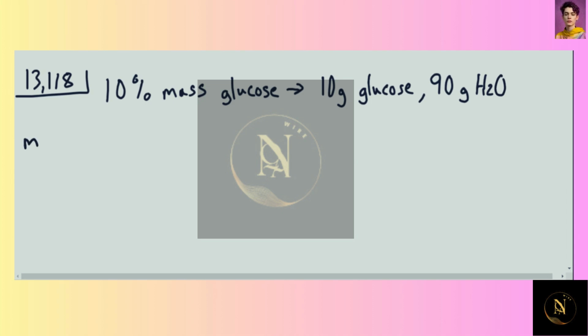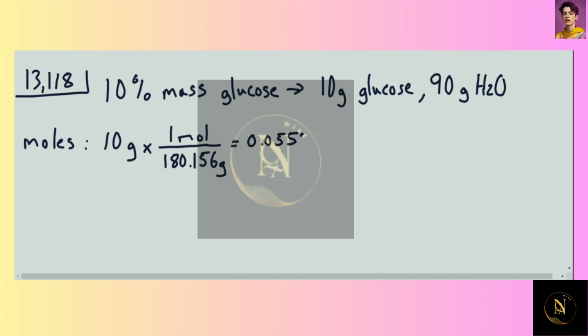So we're going to need to know the moles of glucose. So we go ahead and divide the mass, which is 10 grams, by the molar mass, which is 180.156 grams, and we get a value of 0.0555 moles of glucose.